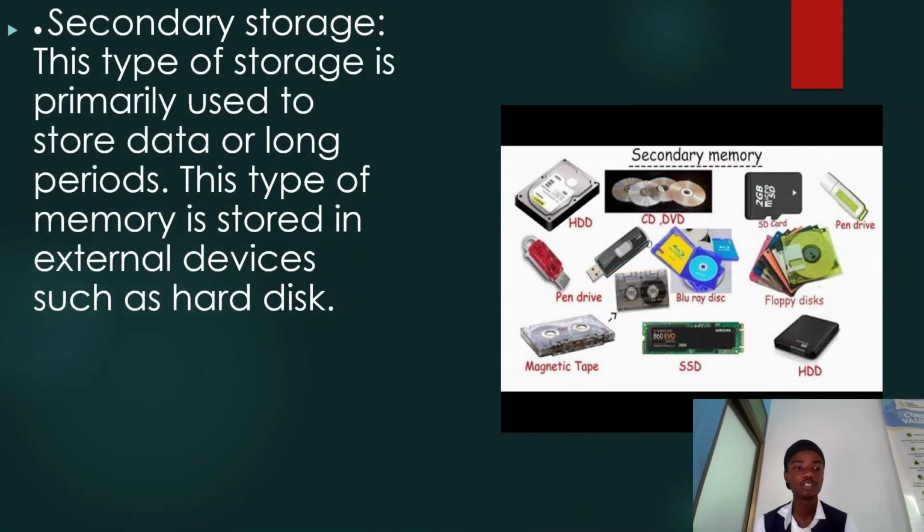Now, the secondary storage. This type of storage is used to store data for a long period of time. This type of memory is stored in external devices such as the hard disk, the CD or DVD, SD card, pen drives, Blu-ray discs, floppy disks, magnetic tape, SSD, and HDD.